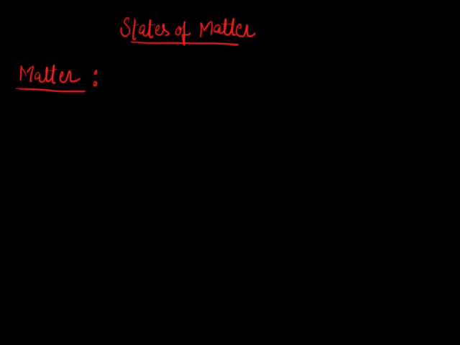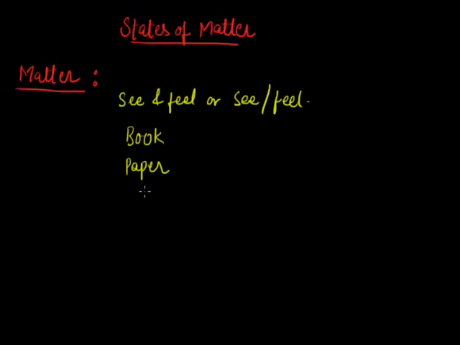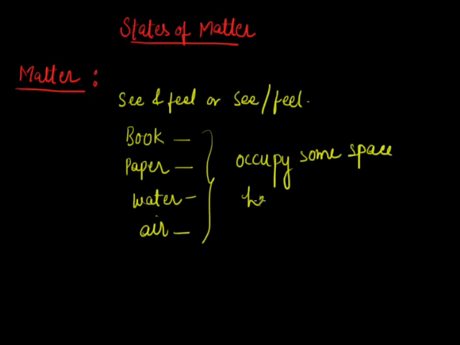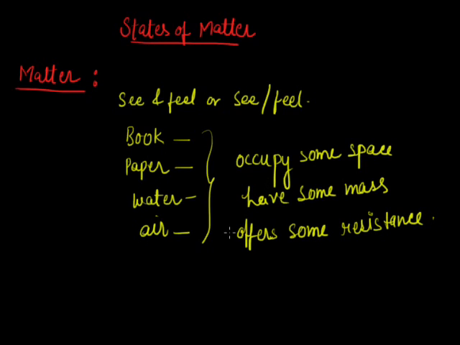What is matter? Everything which is all around us, which we can see and feel, or see or feel. For example, many things around us like book, paper, water, air. The book, paper and water we can see and feel, and the air we can feel. All these things occupy some space, have some mass, and offer some resistance. So all these things are known as matter.